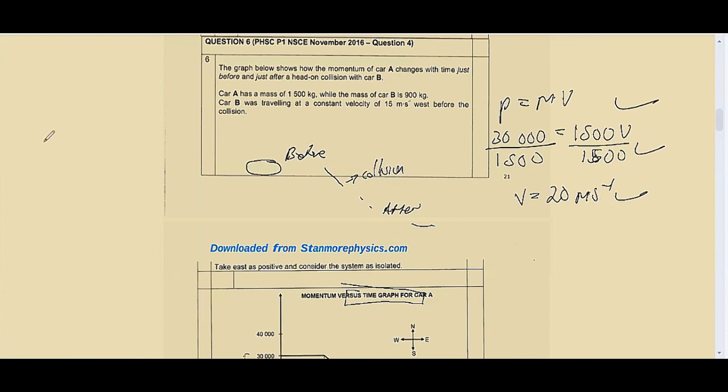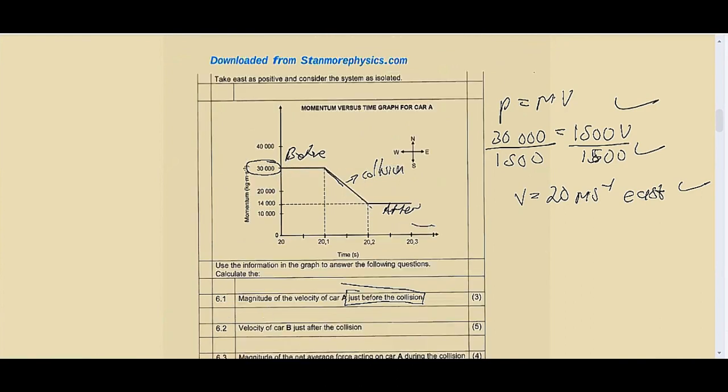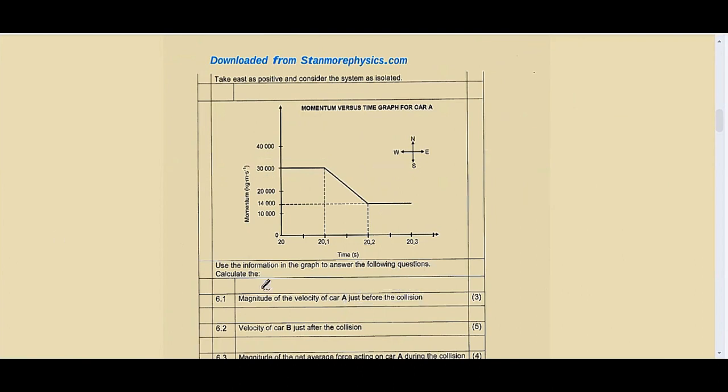And then don't forget our velocity there is a vector, so it must have both magnitude and direction. So that's 20 meters per second east, right? So note that if you don't write the direction, you forfeit the mark. Then 6.2 says, calculate the velocity of car B just after the collision. So the velocity of car B just after the collision. Now, this is how we are supposed to do that.